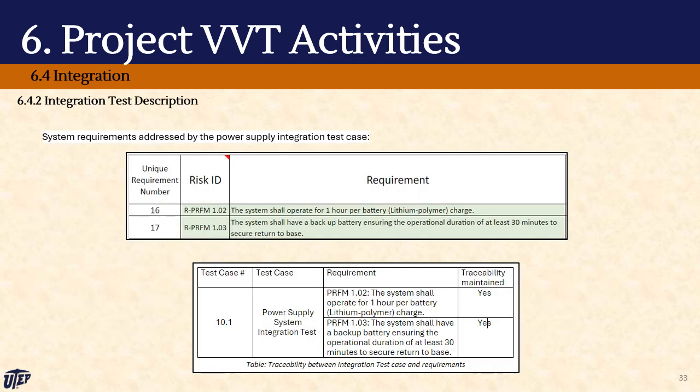Integration test description. Here are the system requirements directly aligned to the integration test case. Requirements 16 and 17. First requirement is the 1 hour per battery test. The second requirement is at least 30 minutes of flight, and this is for the backup battery to ensure the drone can return to base in case of any anomalies. These risks are also tied to test case number 10.1 to ensure there is traceability.